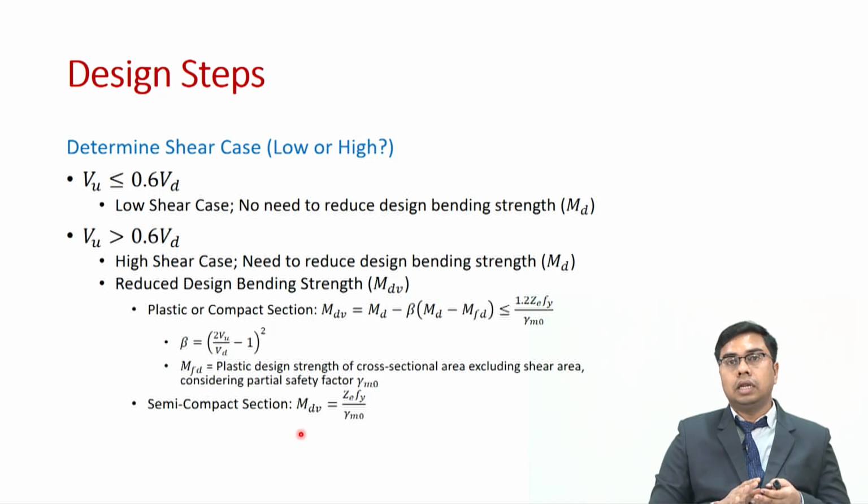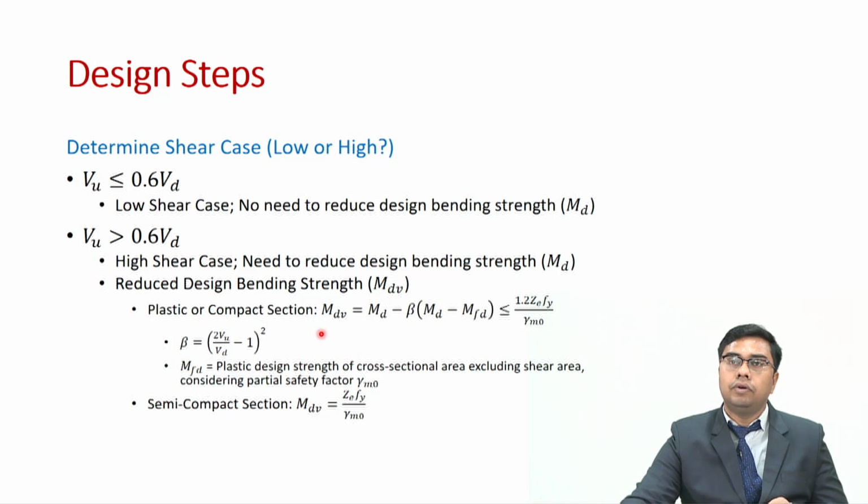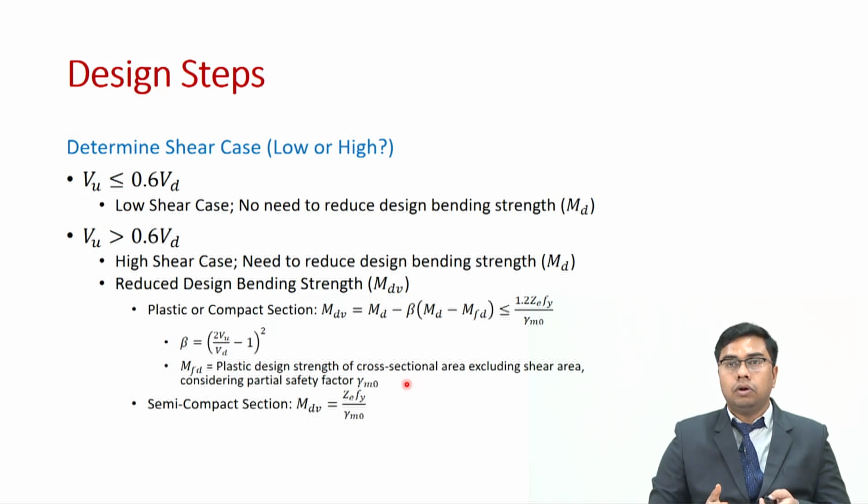But as we mentioned earlier, in most of the cases due to ductile detailing you will only be able to use plastic sections. So ultimately you will be left with this process. Where beta is given by this expression as shown over here, and MFD is the plastic design strength of the cross sectional area excluding shear area. So we shall only be considering the flanges of an I section and considering partial safety factor gamma m0. It will be more clear as we look into the illustrative example.